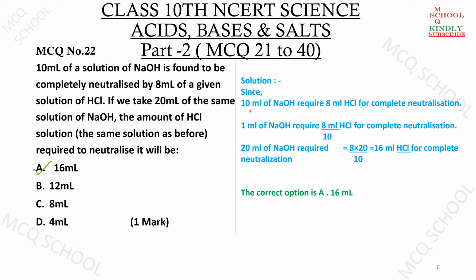It is the same type of question as we have done in 6th or 7th class. In our case, 10 ml of NaOH base requires 8 ml of acid HCl for complete neutralization. So 1 ml of caustic NaOH would require 8 by 10 ml of HCl. So for 20 ml it would be 8 by 10 into 20 is equal to 16 ml of HCl for complete neutralization. Hence the answer is A, 16 ml.